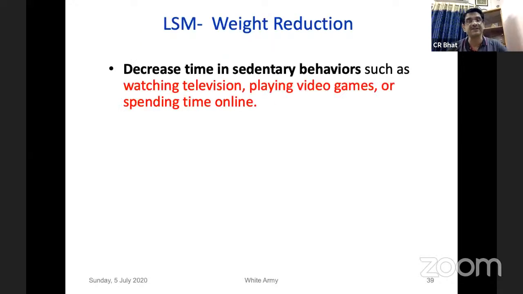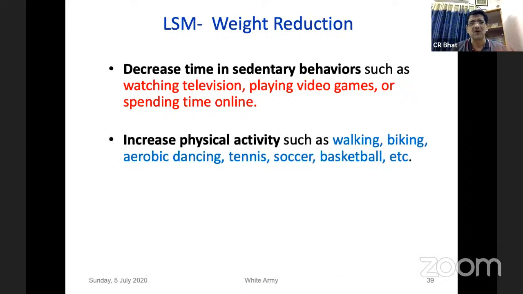Now, what are the lifestyle modifications? What are the lifestyle modifications available now? We have decreased time in sedentary behavior, such as watching television, playing video games, or spending time online. They're all simply sitting jobs. They primarily tend to cause weight gain and aggravate atherosclerosis. It increases the vascular resistance, and so on.